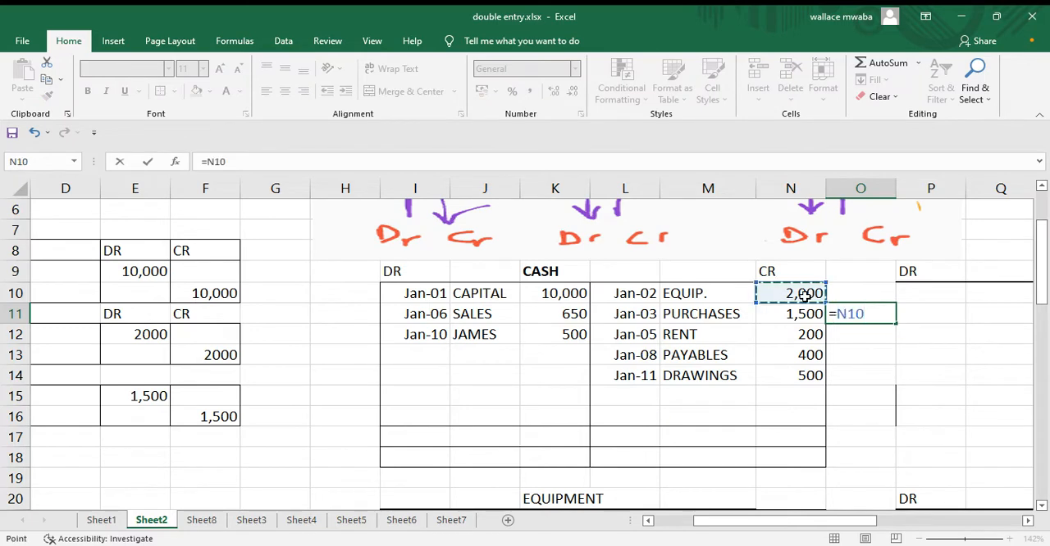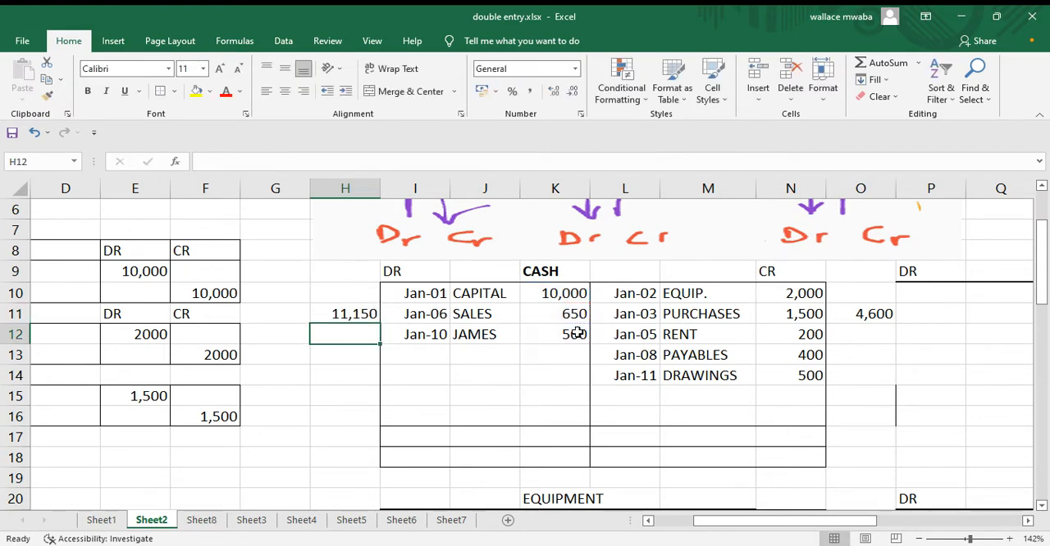We say 2000 plus 1500 plus 200 plus 400 plus 500. We get 4600 on our credit side. Let's check our debit side. We're going to say 10,000 plus 650 plus 500. We're going to get 11,150. So we can clearly see that the balance is higher on the debit side.